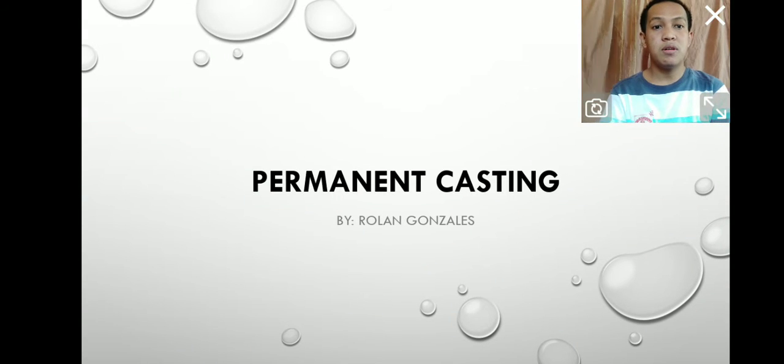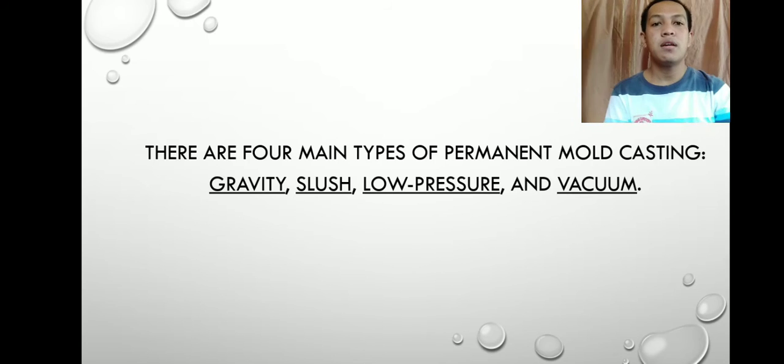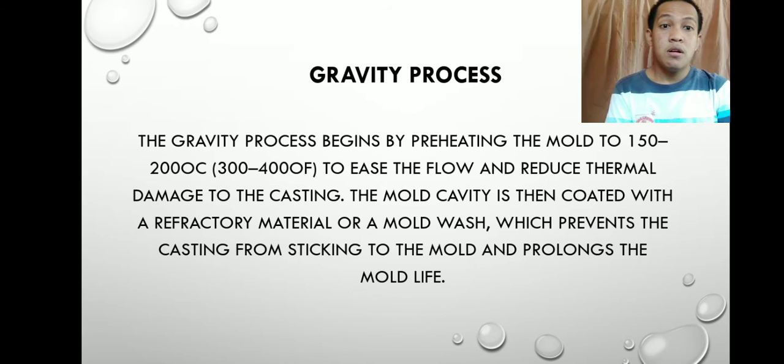In today's video, I am going to discuss permanent mold casting. There are four main types of permanent mold casting: gravity, slush, low pressure, and vacuum. First to discuss is the gravity process.